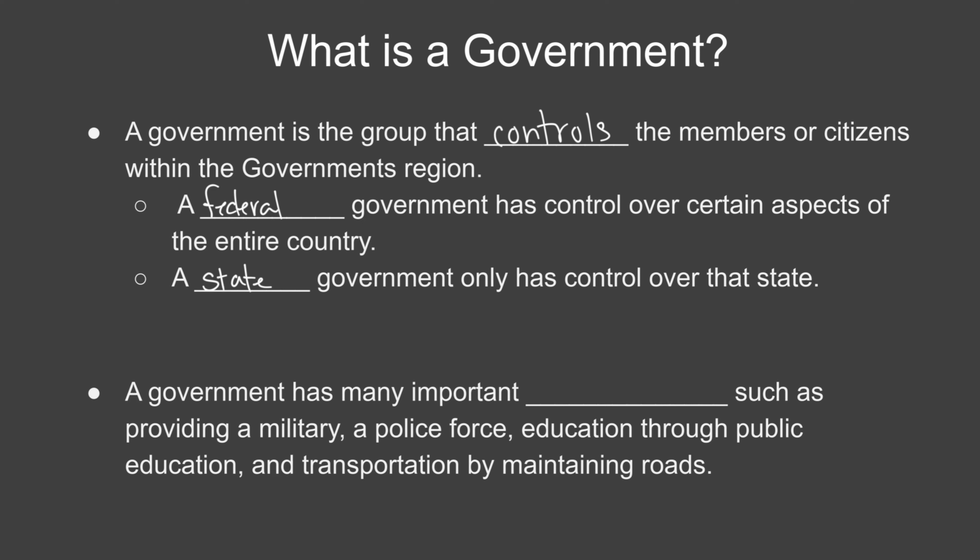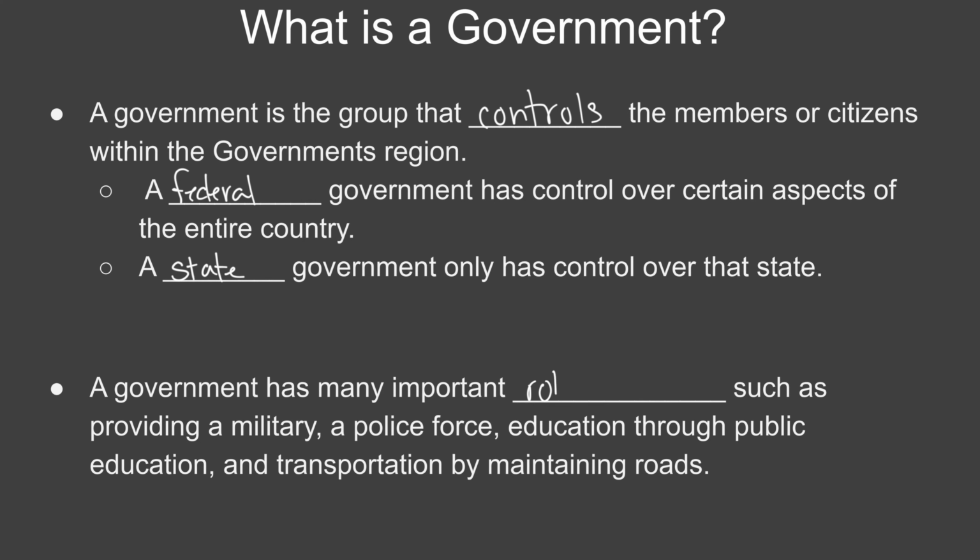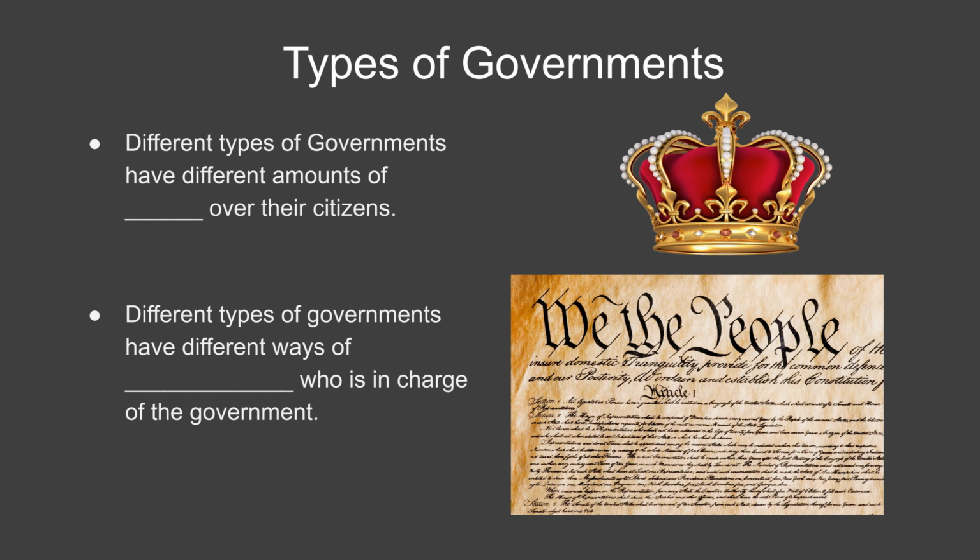And the government has many important roles, or you could think of that as functions. So these are the things that the government does, such as providing a military to keep the country safe, a police force to enforce its laws, education through a public school system, and transportation by maintaining roads. So governments have lots of important functions within a society.